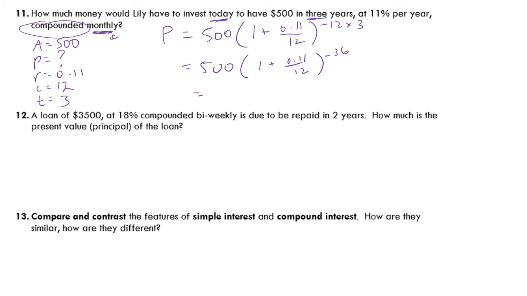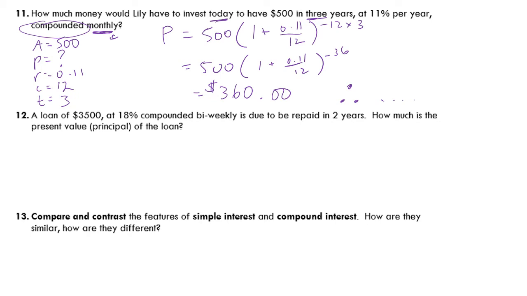And as a quick self-check, this number should be less, right? If you're investing it, hopefully your investment's earning money. So you should be investing today less than what you want in the future. I get $360 right on. So therefore, Lilly would need to invest $360 today under those conditions to have $500 3 years from now.